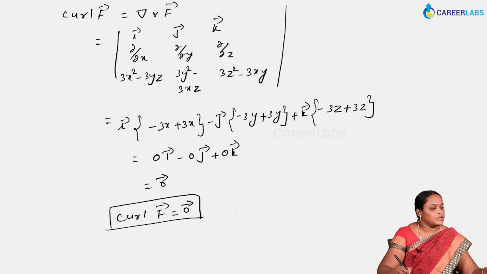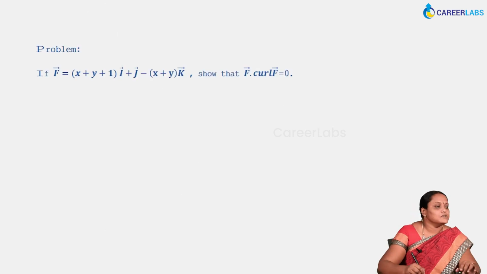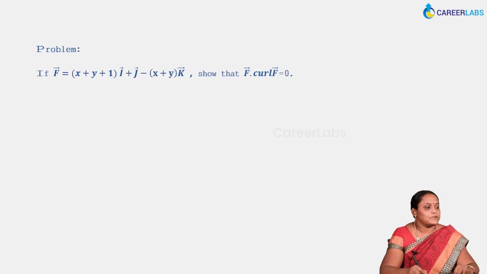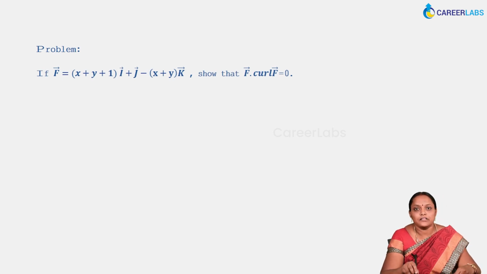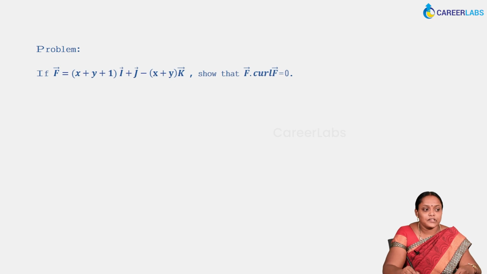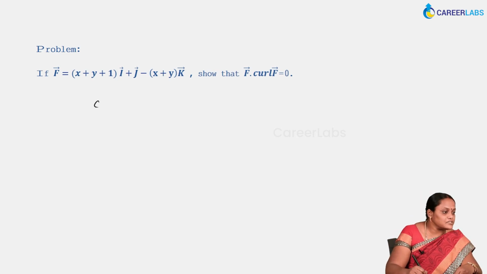Now we will move on to the next problem. If F vector equals (x plus y plus 1) i vector plus j vector minus (x plus y) k vector, show that F vector dot curl F vector equals 0. So we need to find the dot product of F vector with curl F vector. So F vector is already available and we are supposed to find what is curl F vector. So first let us find what is curl F vector.